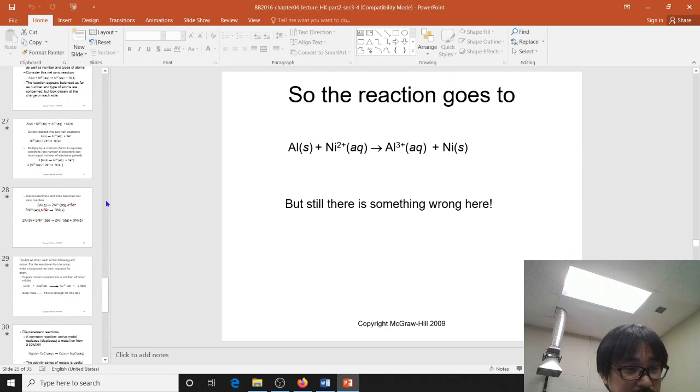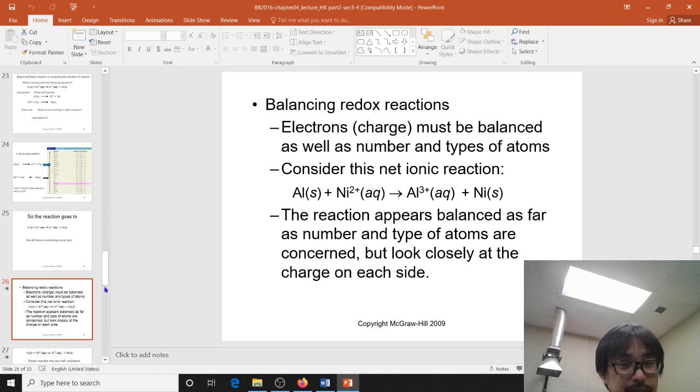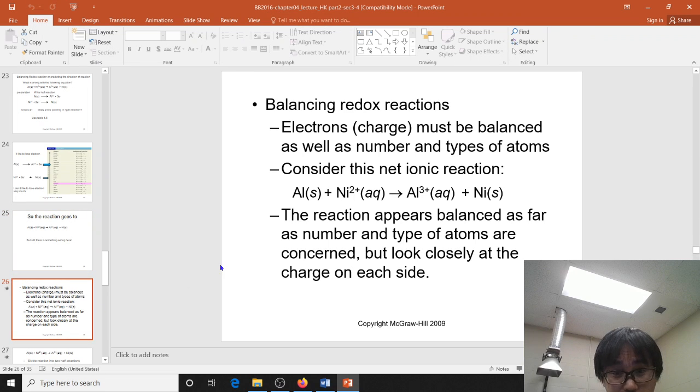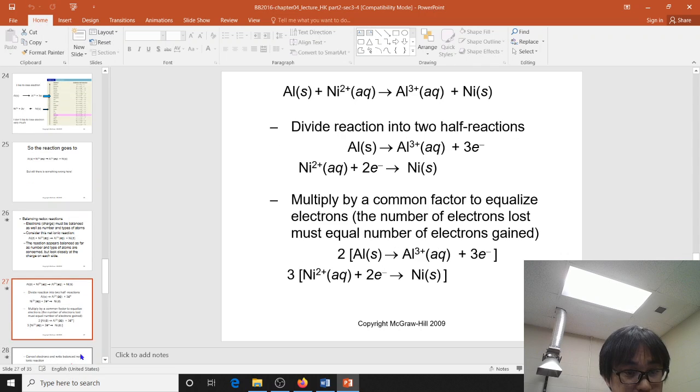As it was pointed out right here, the total charge is not conserved, right? So the way to actually make everything conserved is to cancel out the number of electrons. So if you go to the aluminum half reaction, you have 3 electrons here. For the nickel reaction, you have 2 electrons here. So how do I actually cancel this one?